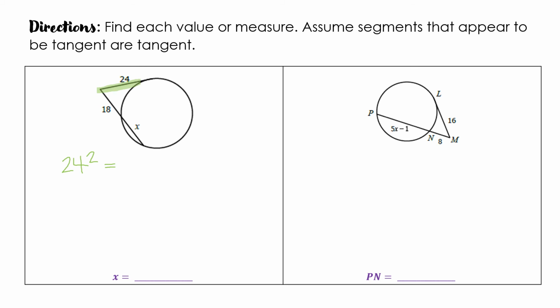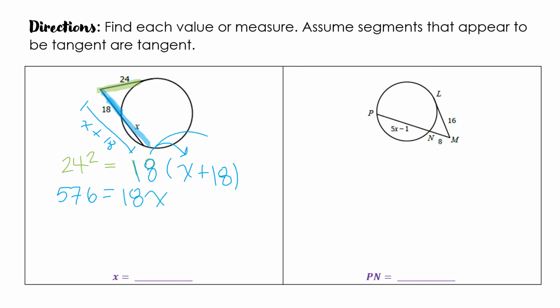Equals the outside length of the secant is 18. But the whole length of the secant would be 18 plus x. Make sure you don't multiply here. You're adding the two sides together. So I'm going to do 18 times x plus 18. So we need to do 24 squared, which is 576. And then distribute that 18. 18 times x is 18x. And 18 times 18 is 324.